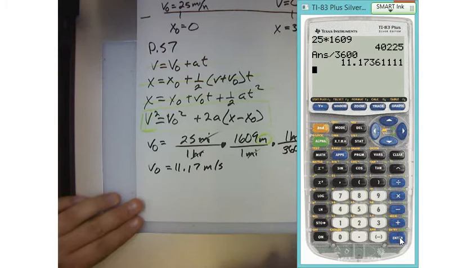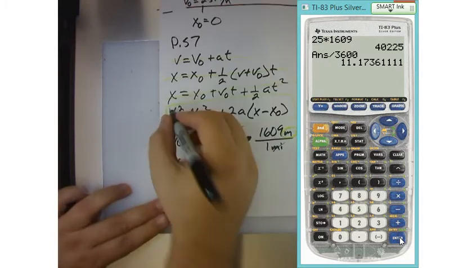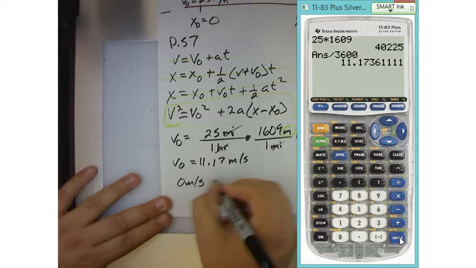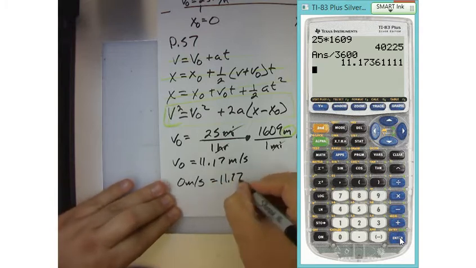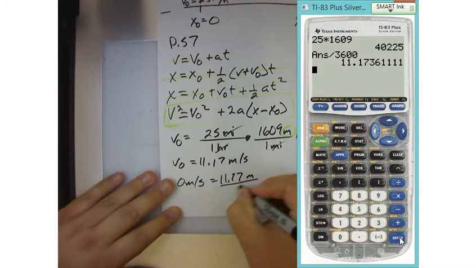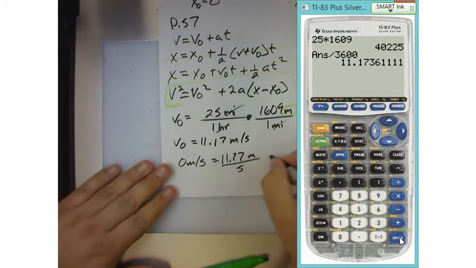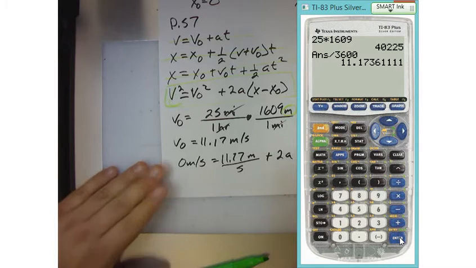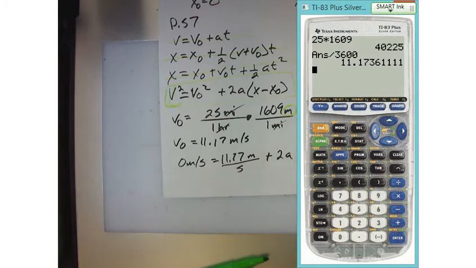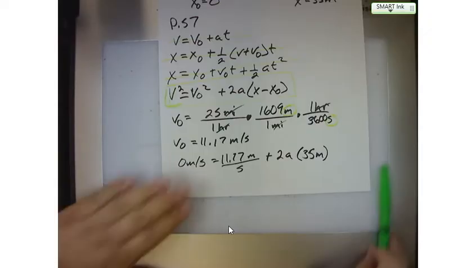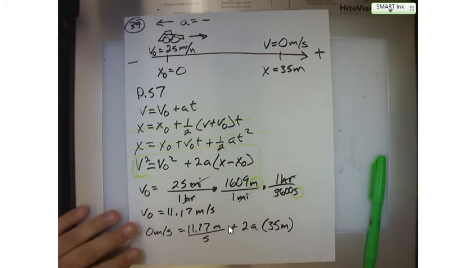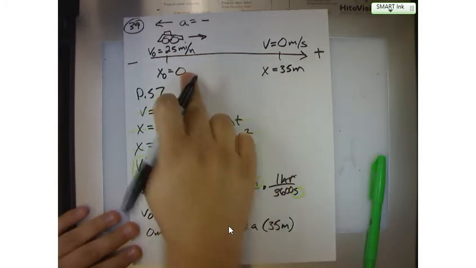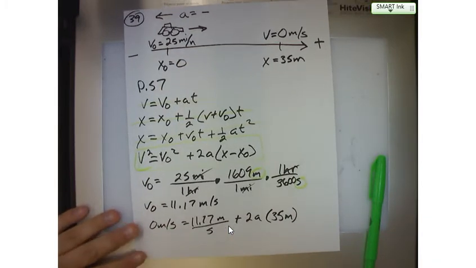So I can plug all this in. If I take this equation, I get 0 meters per second is equal to 11.17 meters per second. I'll write it like this, it'll be easier for me. Plus 2 times the acceleration, which I don't know what it is, times the displacement, which is really 35 meters, right? Because 35 minus 0 is just 35, right? So now I've got to solve for A.